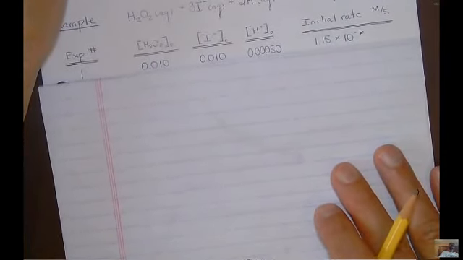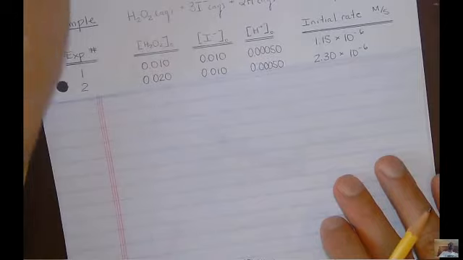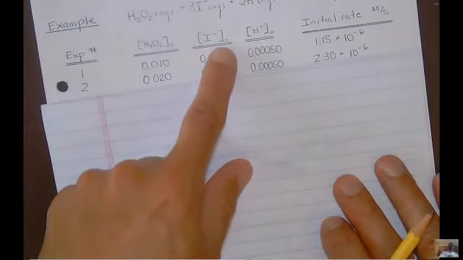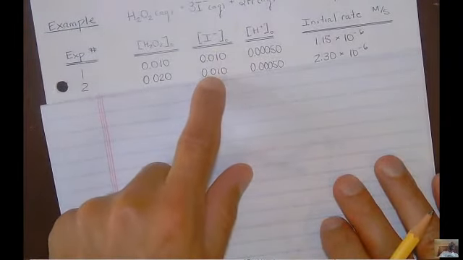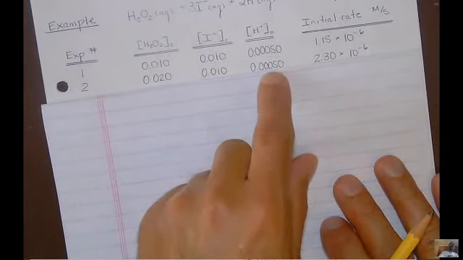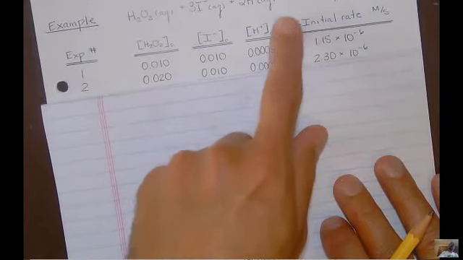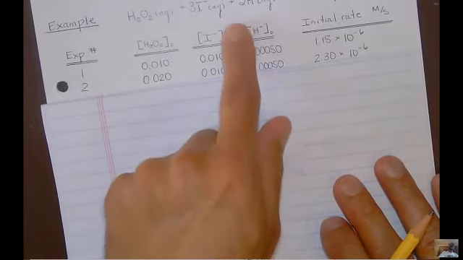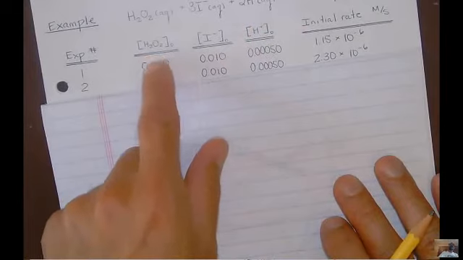So let's take a look at experiment 1 and 2 first. In experiment 1 and 2, we purposefully left this one the same. So if it's the same, it's not going to affect the rate. If this is the same exact number, right? I purposefully kept them the same. So this is not affecting the rate, this is not affecting the rate, but this is.